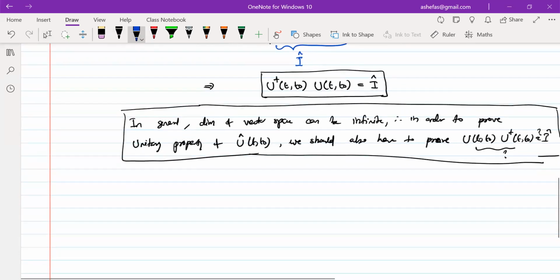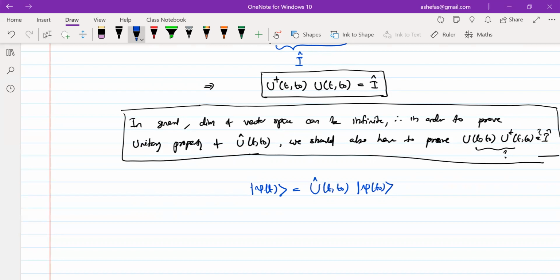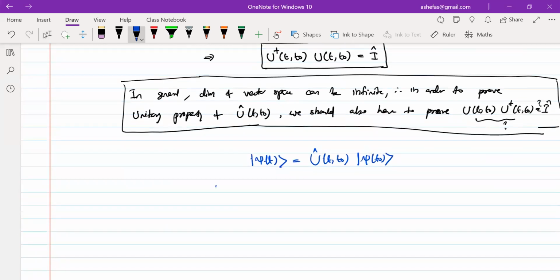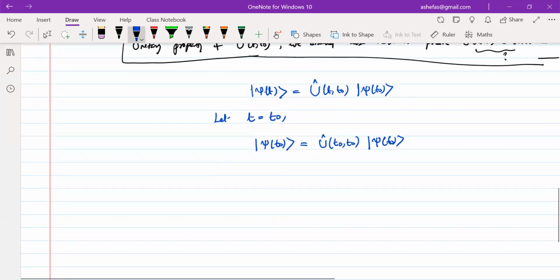For that, let us recall the definition of the time evolution operator. The time evolution operator U(t,t0) is defined in this way: U(t,t0) acting on psi of t0 gives psi of t. Now let t be t0. Then the left side becomes psi of t0, and the right side becomes U(t0,t0) psi of t0. So that means U(t0,t0) would be identity.